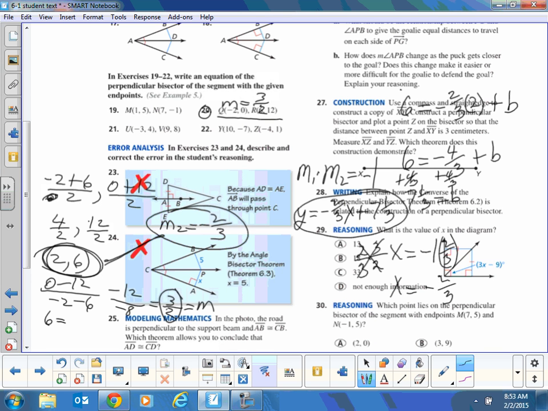So it takes a little bit of work, but it's not hard. The only two things you need are the midpoint, which is simple, and the slope. And then plug it into y equals mx plus b. Be sure you find the perpendicular slope though, which is always the negative reciprocal of that slope.